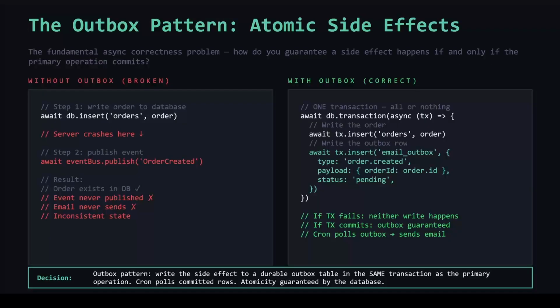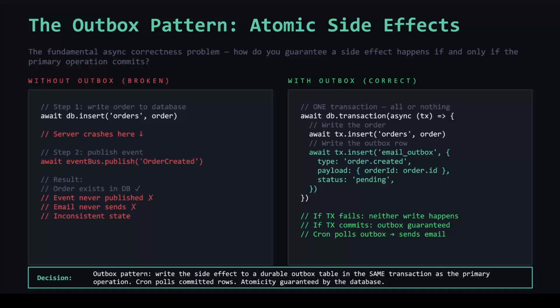The Outbox pattern. The fundamental async correctness problem. How do you guarantee a side effect happens if and only if the primary operation commits? Without the Outbox, write to the database, then publish an event. The server crashes between those 2 steps. The database write committed, the event was never published, the order exists, the confirmation email never sends, inconsistent state.